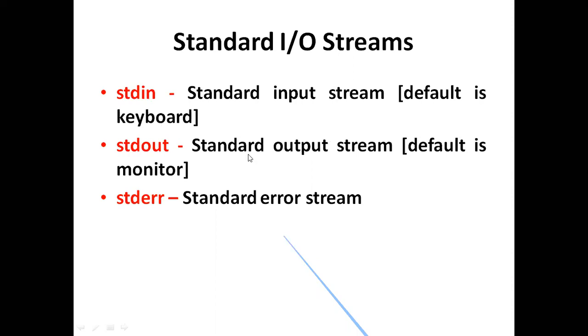The other file we have is the standard output stream, stdout. This one, stdout, we are going to call the standard output stream, and the default is the monitor. And to display some error messages, some runtime error type messages, what functionalities are we going to use?